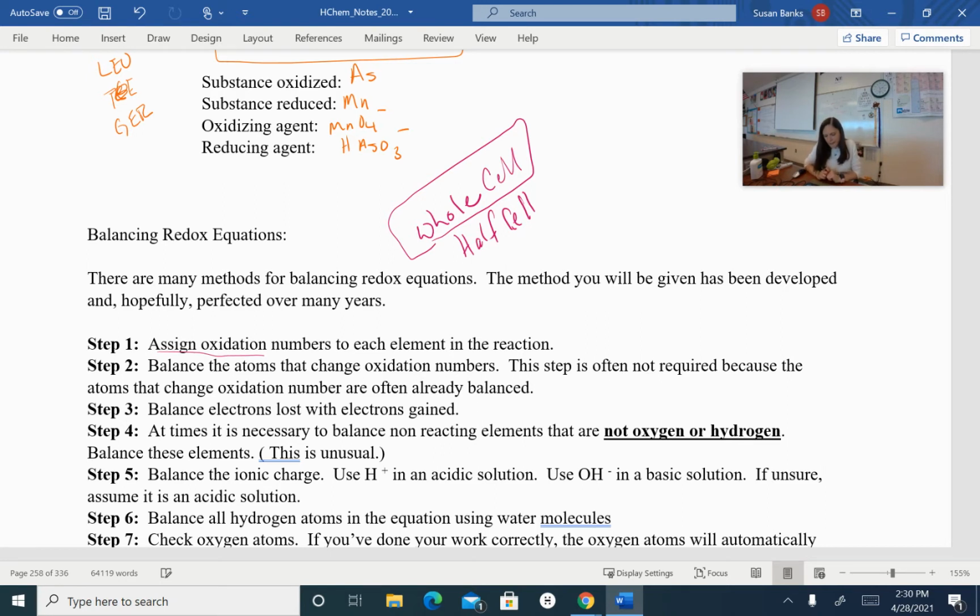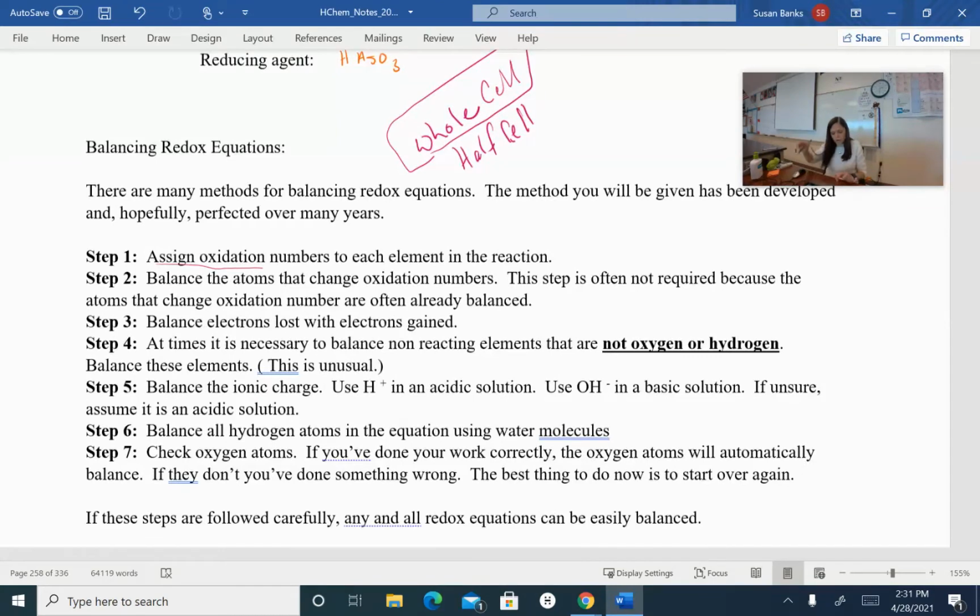Step two, balance the atoms that change oxidation states. So you need to make sure that those atoms are balanced before you balance any other atoms. This step is often not required because the atoms that change oxidation state are often already balanced, but sometimes they're not. So make sure that they're balanced first. Then you need to see how many electrons are being lost and gained, and you need to balance the electrons. Okay, so step three, balance lost electrons with the gained electrons. Okay, that usually is done next.